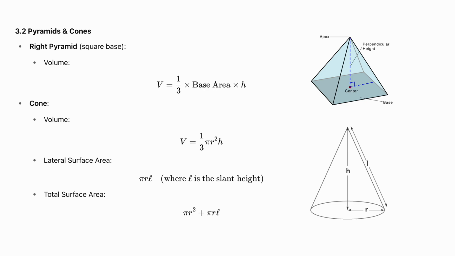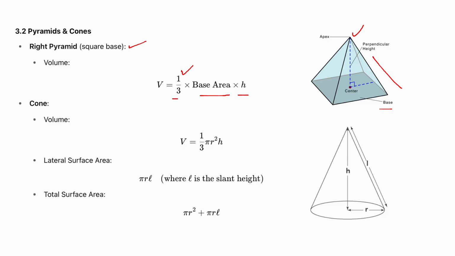Okay, let us talk about pyramids and cones now. Both are the tapering shapes with pointed tops like here, and this tapering surface. We will start with the right pyramid. In this case, if the base is a square, the volume is given as 1/3 of the base area multiplied by the height. And this 1/3 comes because the pyramid narrows as it rises, unlike a prism.